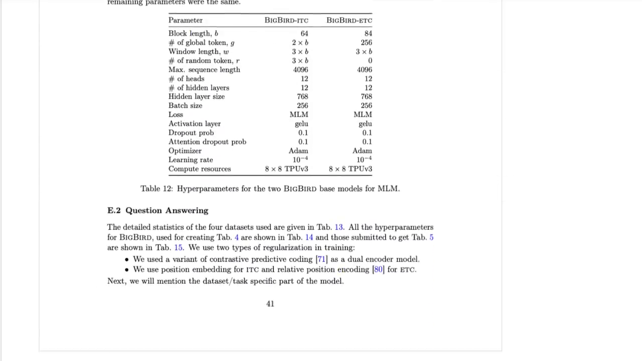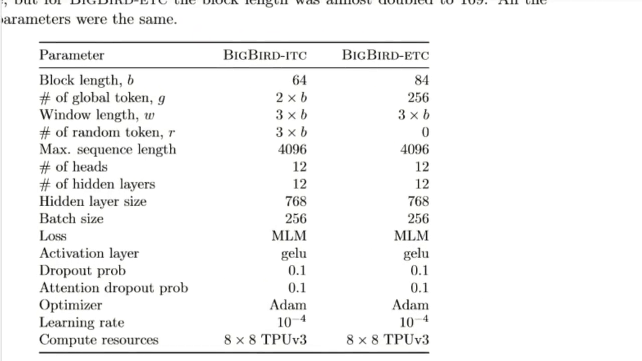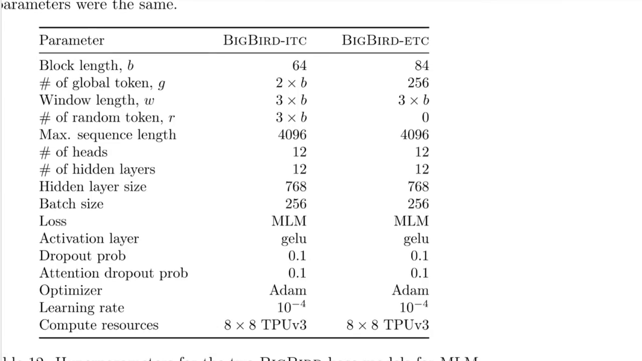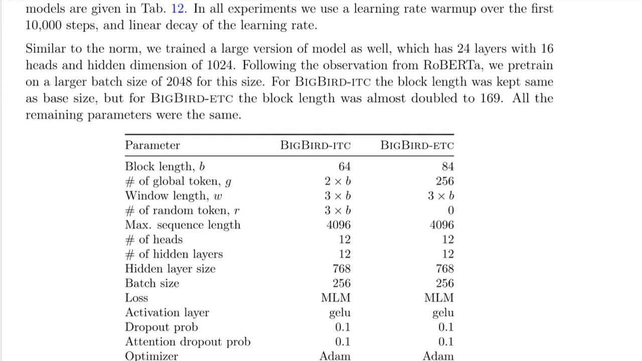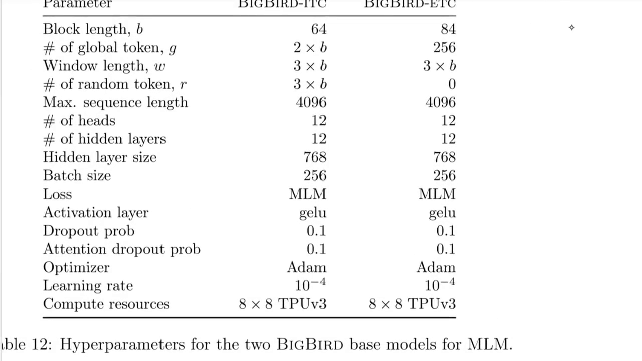And here, if I look at the parameters of their thing, they have multiple experiments right here, and I believe this is the base version. They also have this large version, but this is the 12-layer version, and you can see they have this block length, and we'll get into the block length in 1 second. But then you can see that their window size is 3 times the block length. The number of random tokens is 3 times the block length, and the number of global tokens is 2 times the block length. So that results in 8 times B.